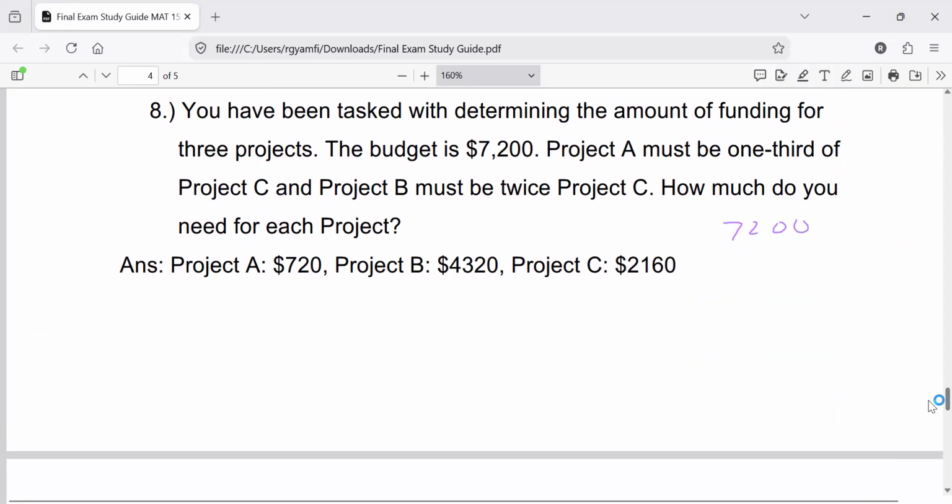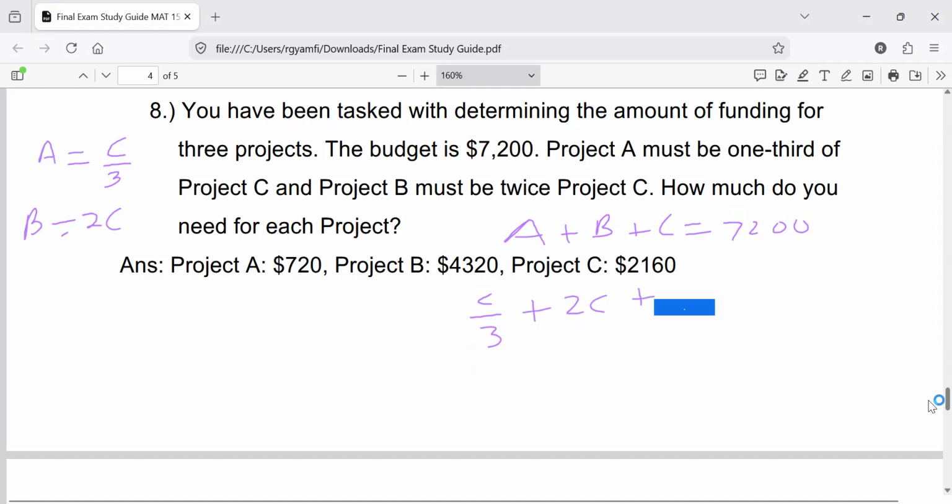There are 3 projects. Project A must be 1/3 of Project C. So A is 1/3 of Project C. That is C divided by 3, or 1/3 times C. Project B is twice Project C. And then, of course, Project C is just C. So this tells me that A plus B plus C equals 7,200. But A is C over 3, B is 2C, and then there's C.